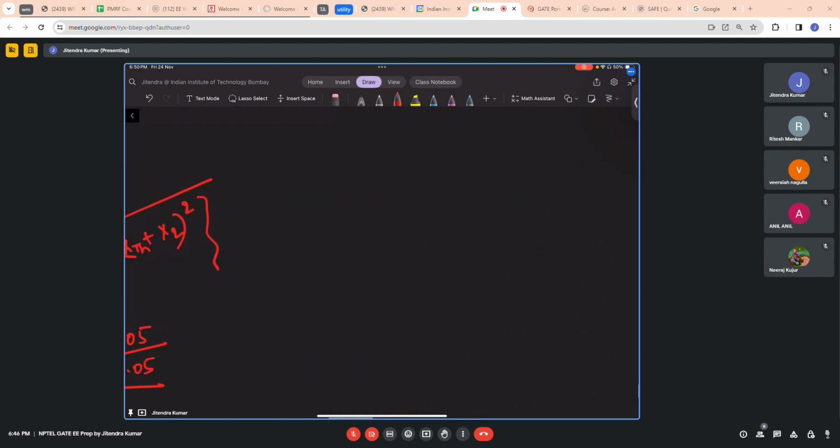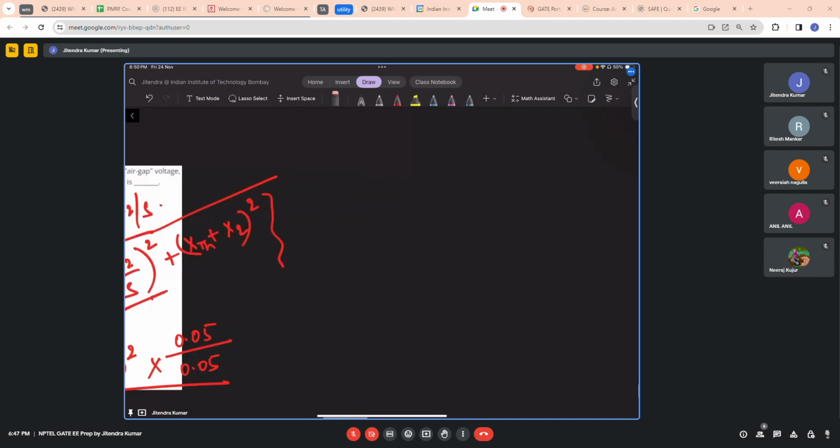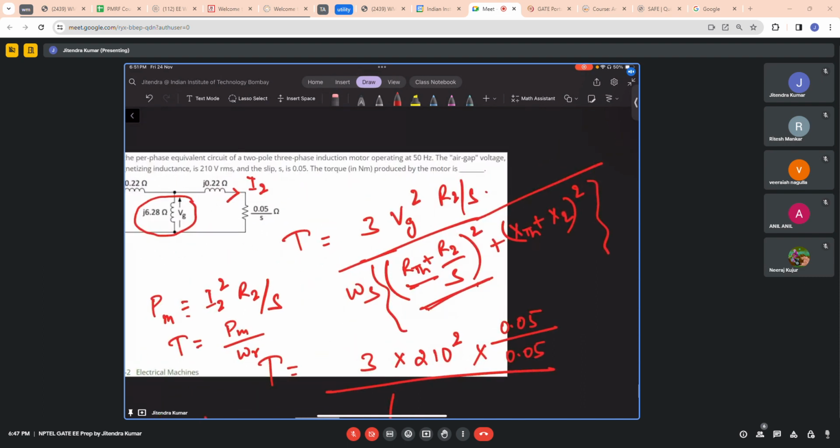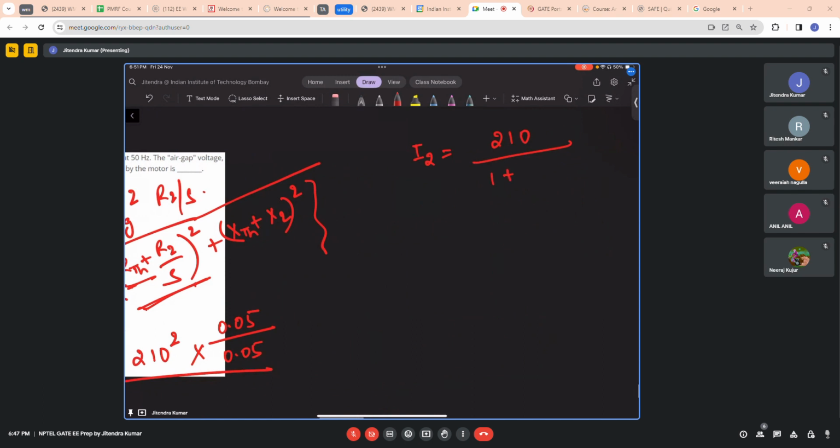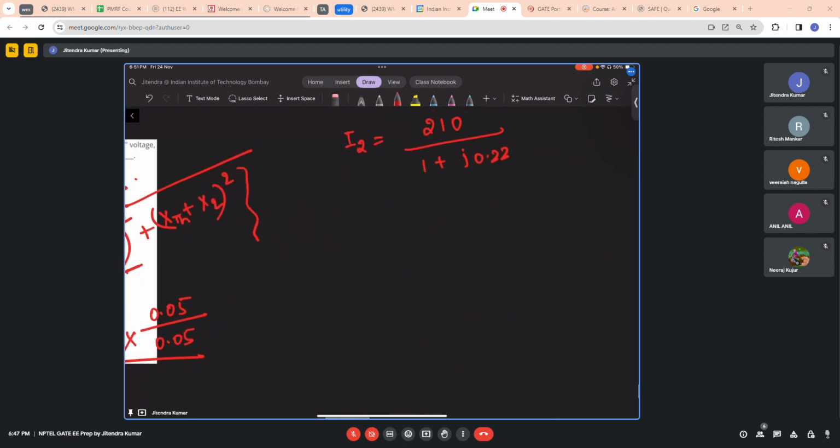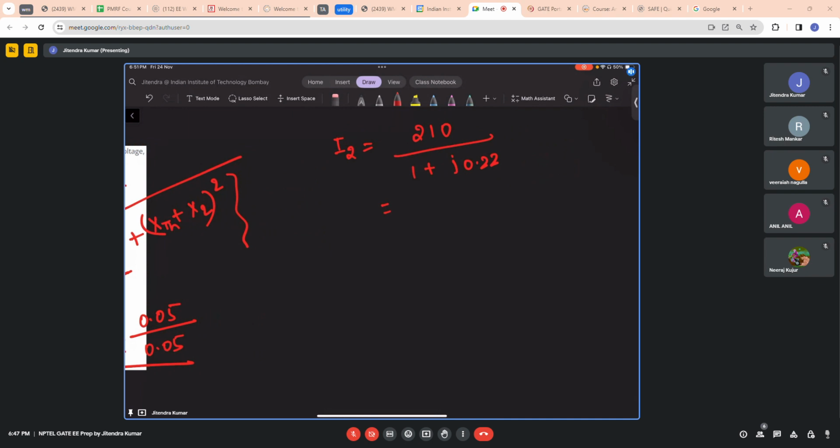That's all. So if you calculate this value of power here, to calculate power we need I2. So first let us calculate the value of I2. I2 will be how much? Volt divided by R2 by S. R2 is 0.05, S is also 0.05, so it will be 1 plus j0.22. Okay, so it will come out to be 205 angle minus 12.4. Okay, so you have the value of I2 magnitude as well as the angle.